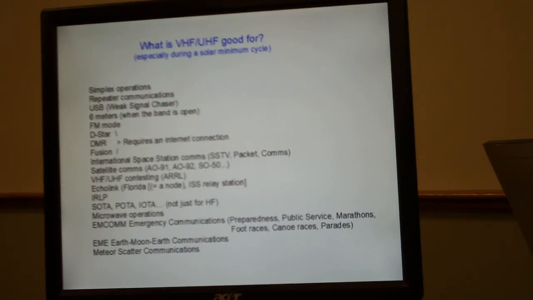There's also meteor scatter communications. When the bands are in good condition and you have the opportunity to bounce off the ionosphere, your little signal from your front yard will actually travel quite a distance.